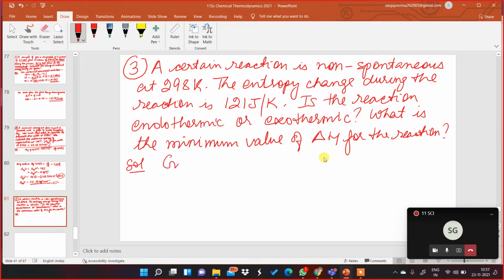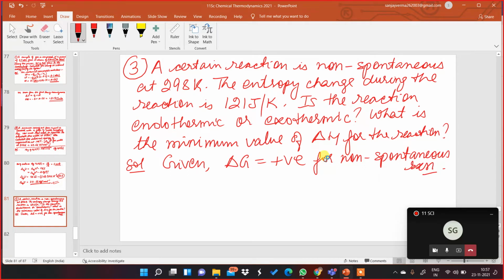So we can write down, given delta G is positive for a non-spontaneous reaction. Okay, and then we can apply the formula delta G is equal to delta H minus T delta S. Okay, temperature 298 Kelvin. Moreover, the entropy change delta S value is given, plus 121 joules per Kelvin.